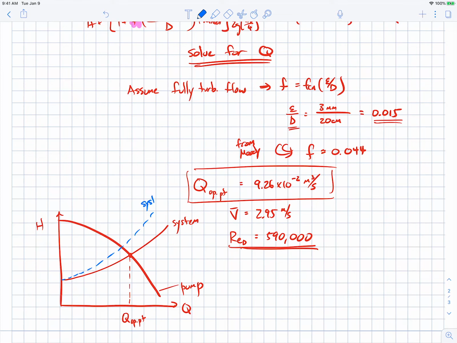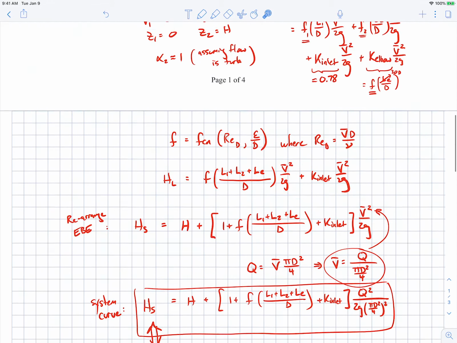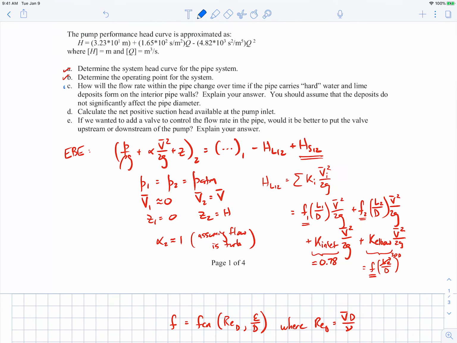System after deposits. Now the pump is unaffected, so the pump will continue just to be like that. And so you'll see now that our operating point will actually decrease. Our new operating point is a little bit lower because where it crosses the pump curve is in a different location. So that's what happens when you start getting lime deposits in your pipe: the operating flow rate will go down. Okay, so that explains that part of the problem. Hopefully you understand all that.